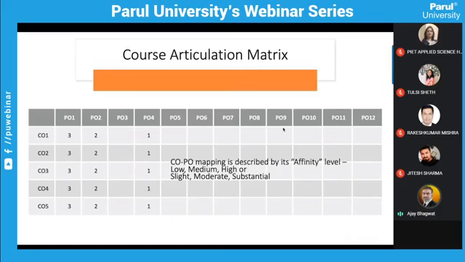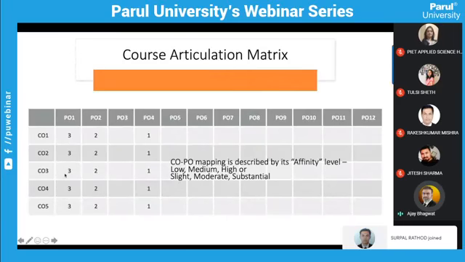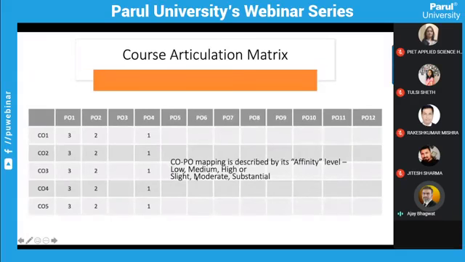We talked about this just a while ago, right? Course articulation matrix. I'm keeping this very simple. I'm saying that all the course outcomes are mapped to 3 POs: PO1, PO2, and PO4, not to PO3. And I'm keeping this level of affinity the same. This is a new concept I'm introducing now here. And 3 is being represented by substantial, 2 means moderate, and 1 means slight.